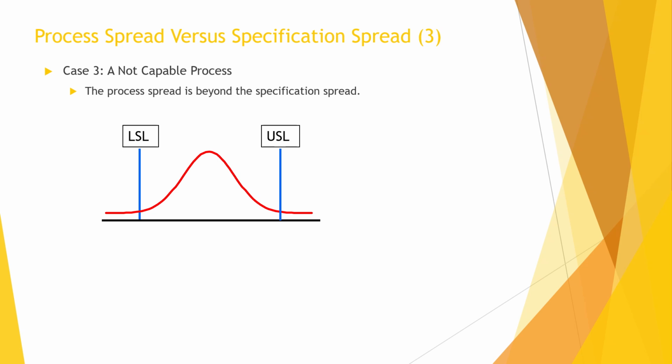So as you can see in case 3, when the process spread is greater than the specification spread, a process is not capable of meeting specifications regardless of where the process mean or the center is located. This is indeed a sorry situation. Frequently, this happens and the people responsible are not even aware of it. Over-adjustment of the process is one consequence, resulting in even greater variability.